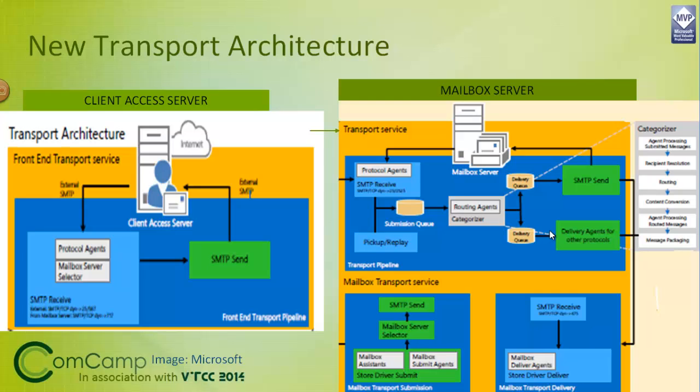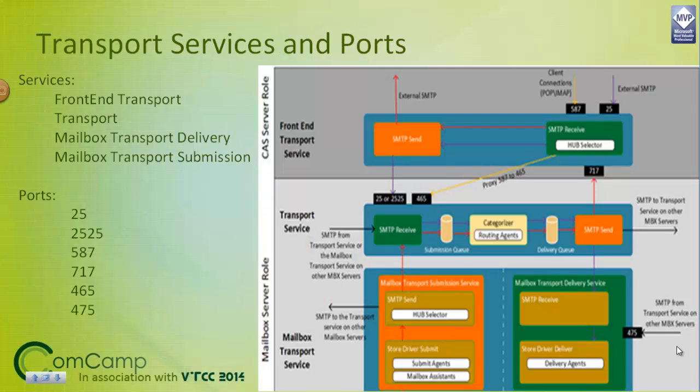All right, let's move on to the next slide. Transport services and ports. So as you can see, we have 4 services. In the architecture, it looks like there are 3 services, but when you go to the server physically, you'll find there are 4 transport services: front-end transport, transport, mailbox transport delivery, mailbox transport submission service. Let us understand more about the services and ports of Exchange 2013 transport.